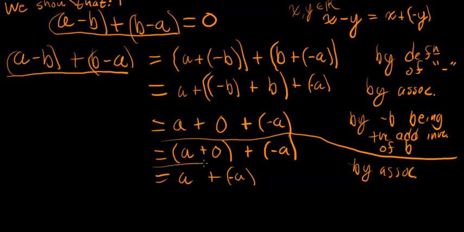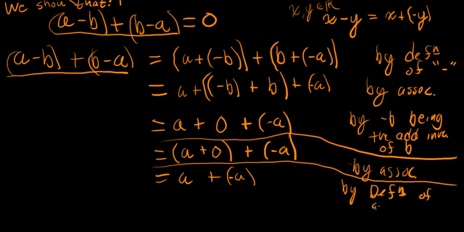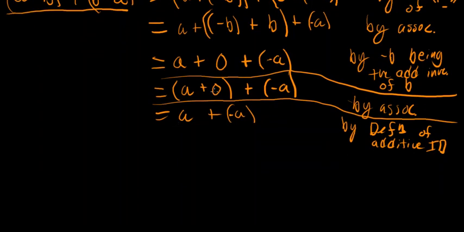And this is by definition of additive identity. And then since 0 is the unique additive identity of the real numbers, a plus negative a is, of course, 0 by definition of additive inverse.